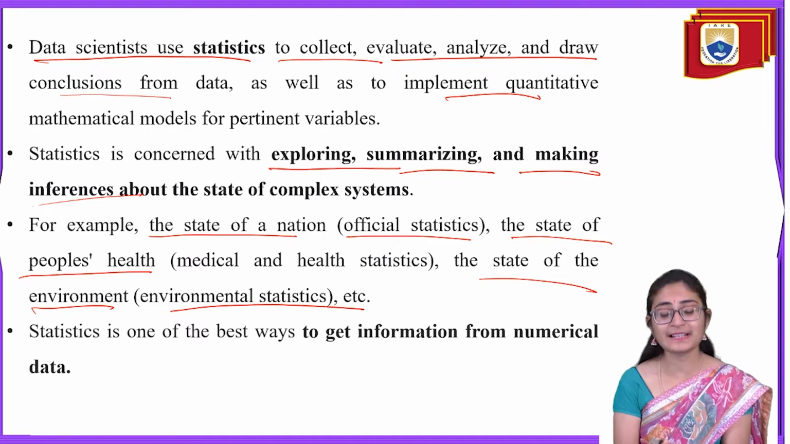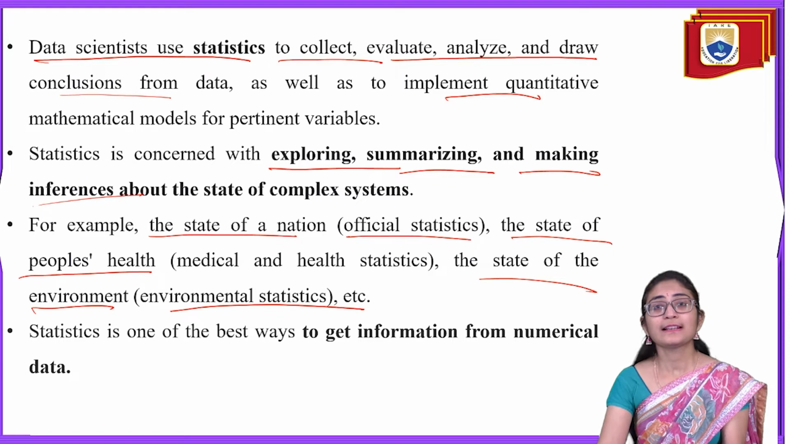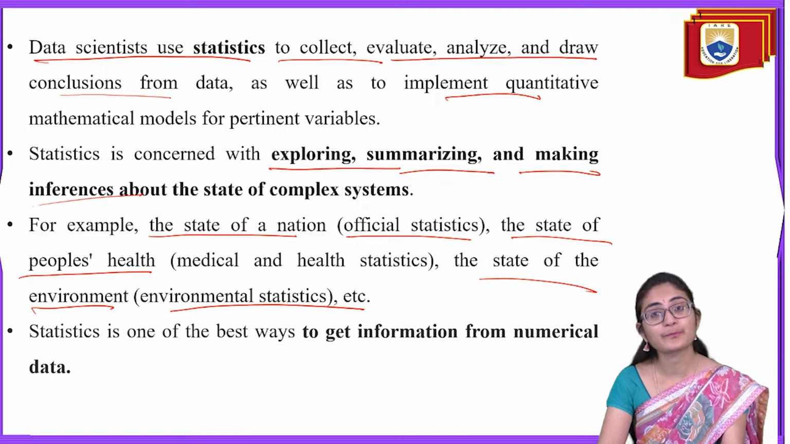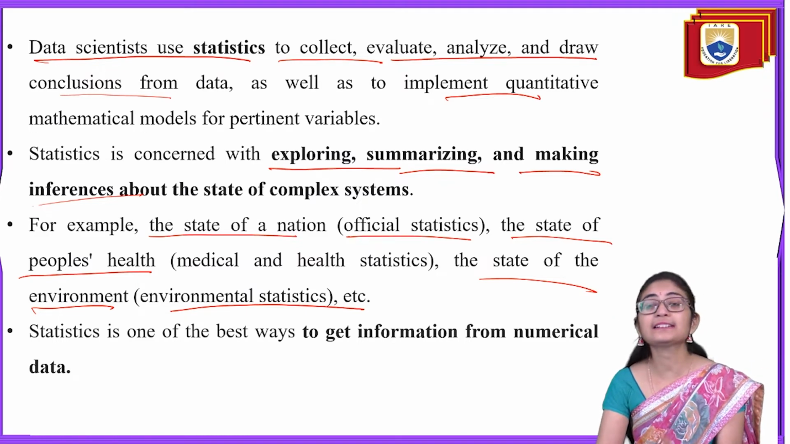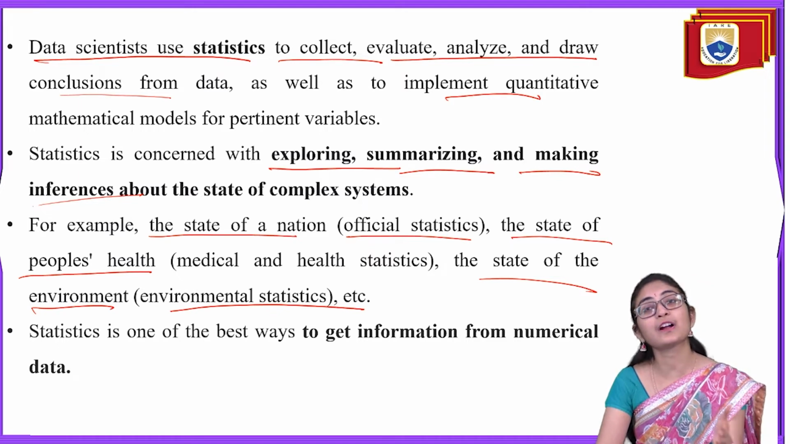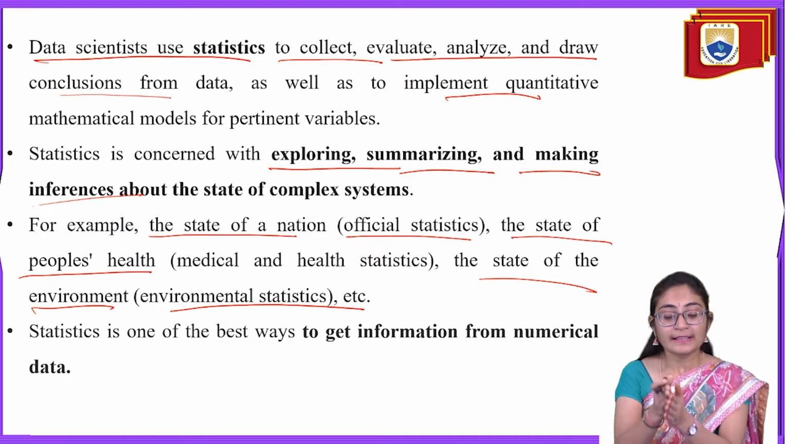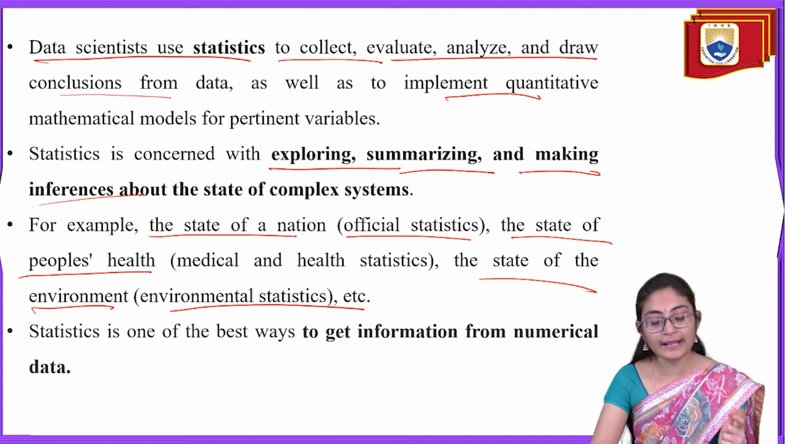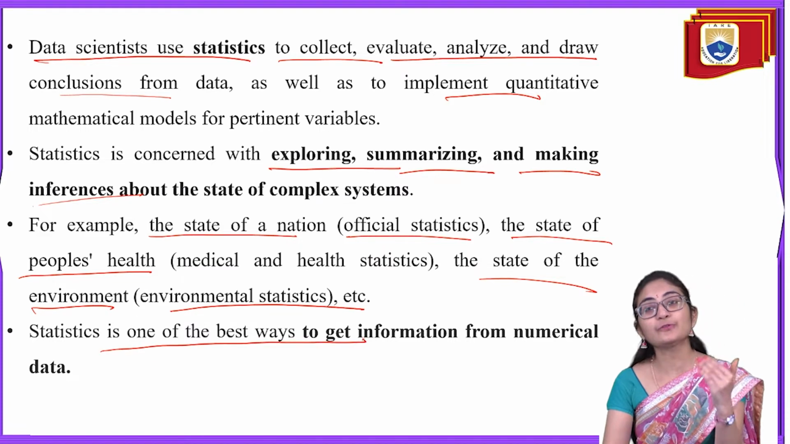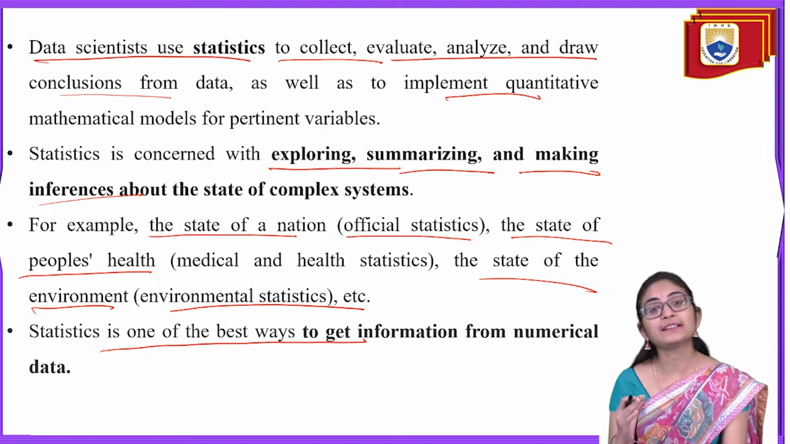These are the best examples of statistics. State of the nation, that means it is related to official statistics. The state of the people's health is related to medical and health statistics. Then the state of the environment is related to environmental statistics. So these are the best examples of statistics, and statistics is one of the best ways to get information from numerical data.